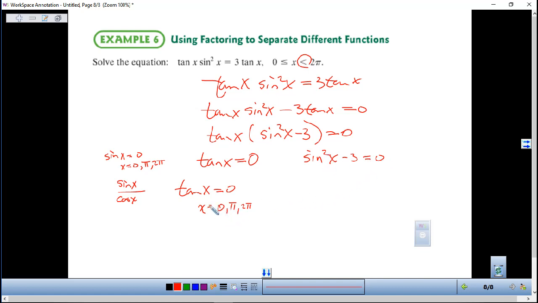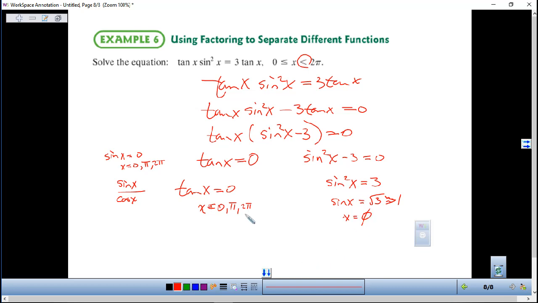Now, over on this one, we'll come back to this in just a second. We've got sine squared x minus 3 equals 0, so you're going to move the 3 over. So you've got sine squared x equals positive 3. Take the square root of both sides. We're looking at sine x equaling the square root of 3. And what do we know about sine x? Well, sine x is always going to be between negative 1 and positive 1. What's the square root of 3? Well, the square root of 3 is definitely greater than 1, so we know that there are no solutions from this. So x equals no solutions over here.